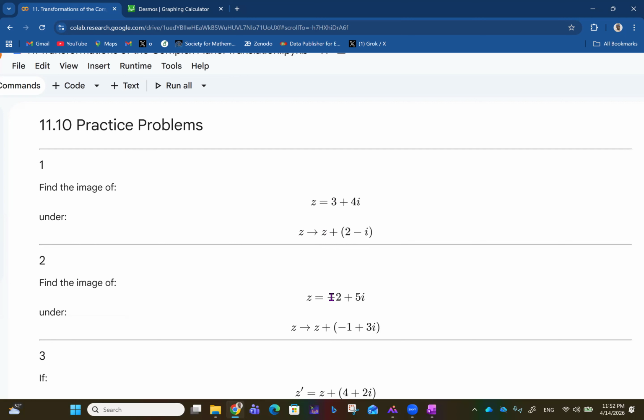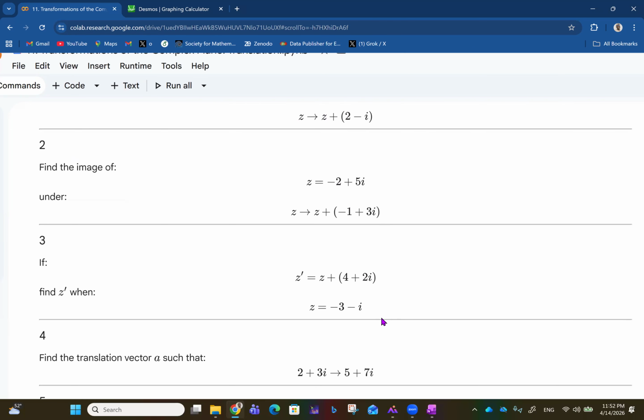Okay. Then for find the image of z equals minus 2 plus 5i under z being mapped to z plus 1 minus 1 plus 3i. So just bring this one down. That's minus 2 minus 1, that's minus 3. Then 5i plus 3i, 8i. That's minus 3 plus 8i. Like that.